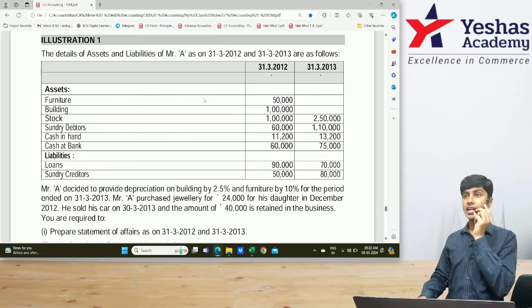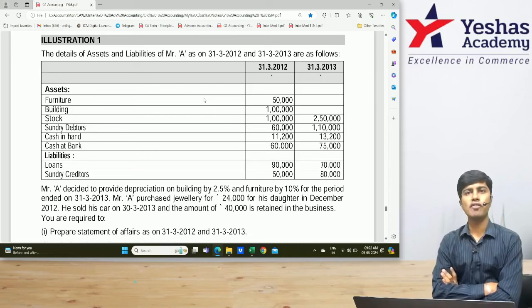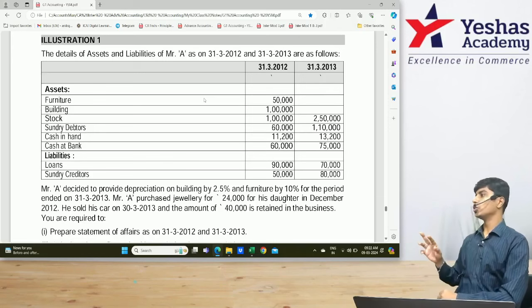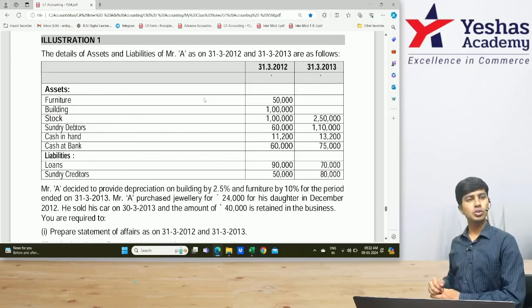Okay, come on guys, let's start reading this question. The details of assets and liabilities as on 31st of March 2012 and 31st of March 2013 are as follows. They have given two years' details. 2013 is the later year, 2012 is the first year.